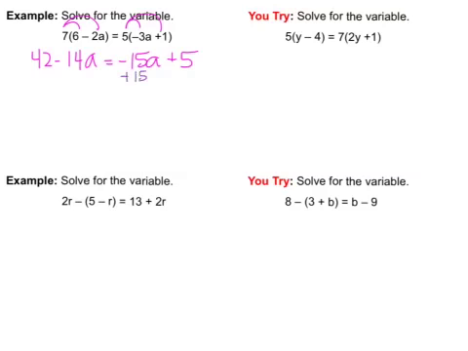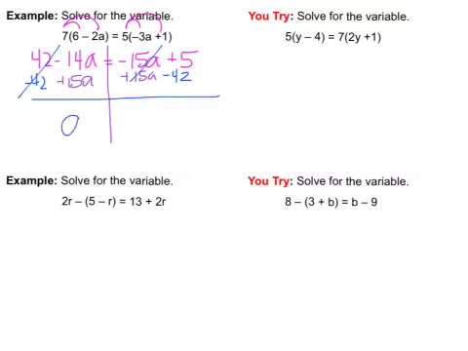Add 15 in this case to both sides. But you could move it the other way. It really doesn't matter. And I'm going to do subtracting 42 right away also. Cancel, cancel. And I get a equals negative 37, if I did my math right.